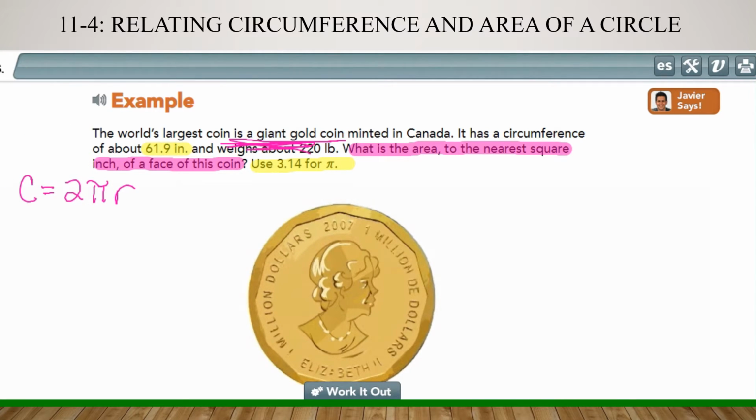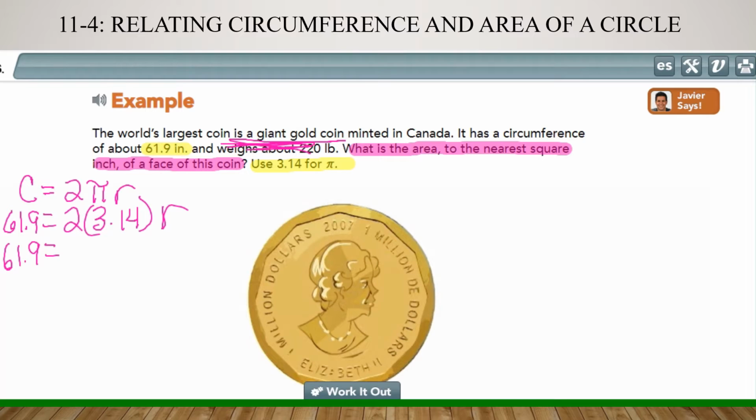Now I'm going to substitute in the information. It told us the circumference was 61 9/10. So I'm going to make sure I substitute that in for the circumference. I'm going to bring down the 2, and it also told me to use 3.14 for pi, and then I'm going to bring down my radius. Now I'm going to simplify both sides. This side is already simplified.